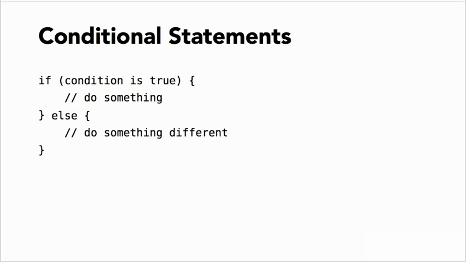If you want something else to happen when the condition fails, add the keyword else after the closing curly brace and wrap the alternative code in another pair of curly braces. So if the condition is true, the first block of code is executed, and if the condition is false, the second block is executed instead. But you're not limited to just two options.